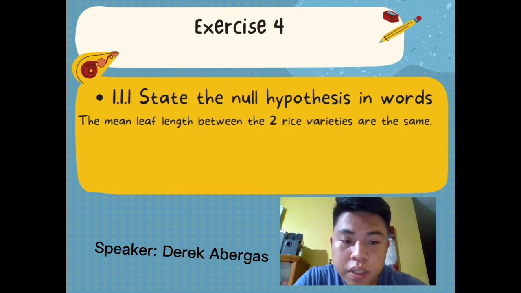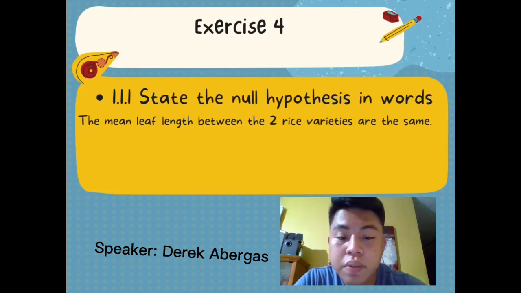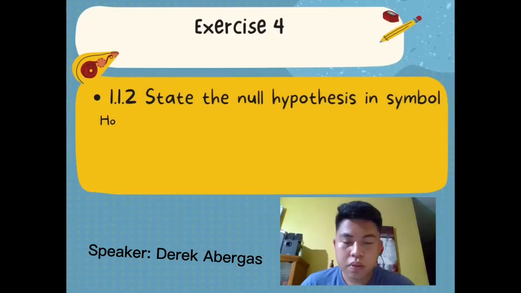State the null hypothesis in words. The mean leaf length between the two rice varieties is the same, so this means that the null hypothesis is a statement of no difference, no effect, or stated in neutral form. The null hypothesis is a statistical hypothesis that assumes that the observation is due to a chance factor. The null hypothesis is denoted by H0, which shows that there is no difference between the two population means.